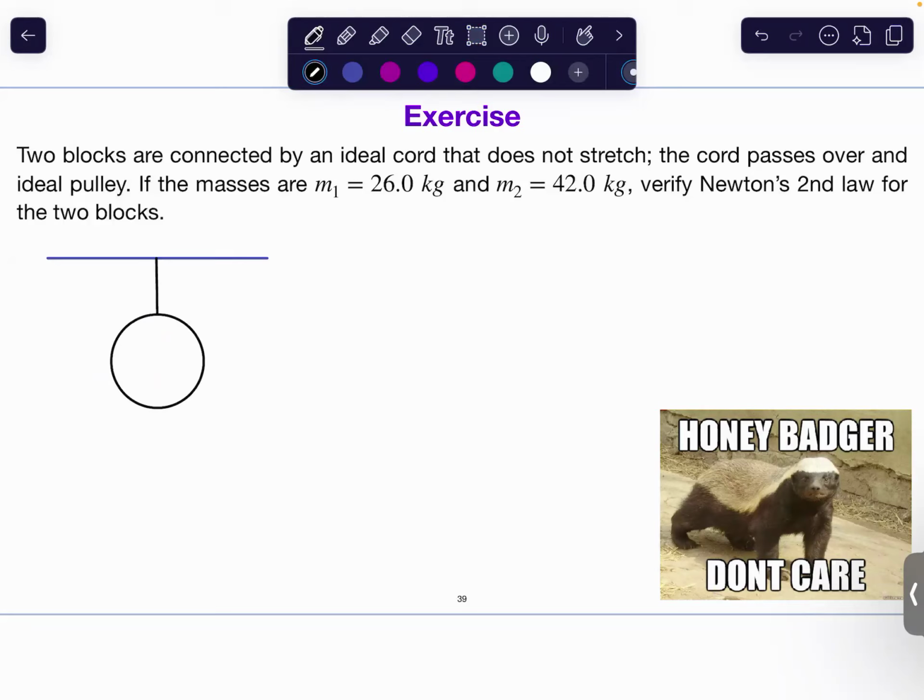Yeah, so you have a pulley hanging from the ceiling. You're gonna have two masses.